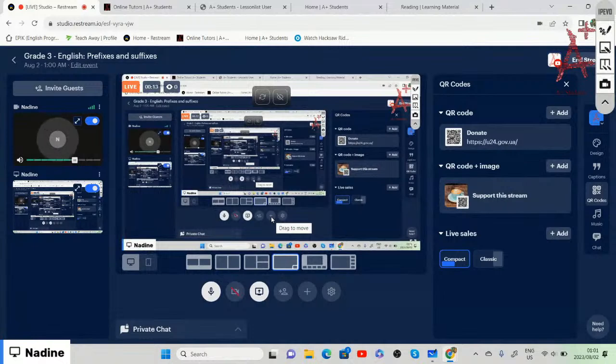All right, so for our lesson for today, we are going to be focusing on the grade 3 English lesson on prefixes and suffixes.